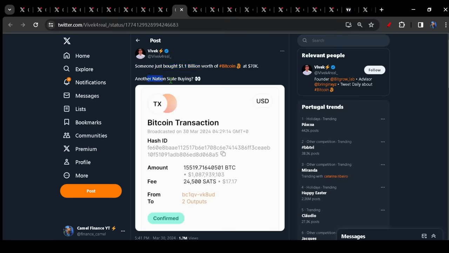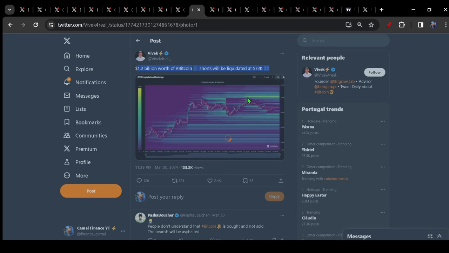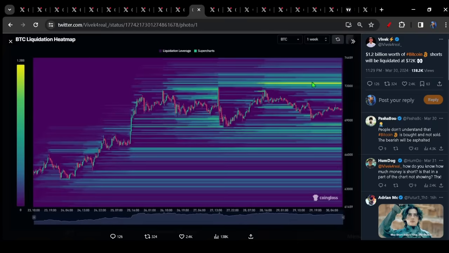So is this another nation state buying? That is speculative at this moment, but $1 billion is indeed not chump change. And with just a 2,000 move higher above the current levels, we could see up to $1.2 billion worth of Bitcoin shorts getting liquidated at 72K, as you can see from this dense yellowy green band here.